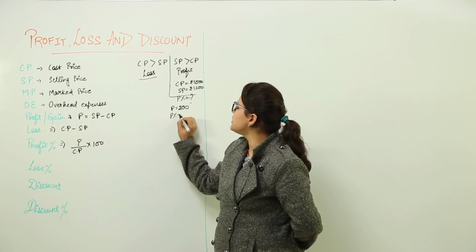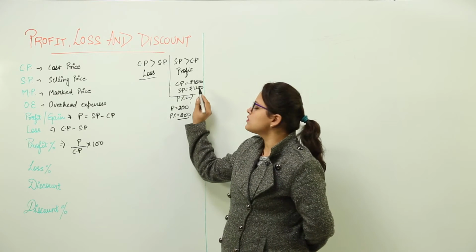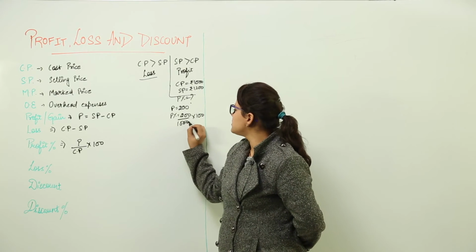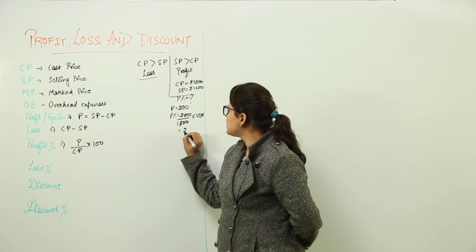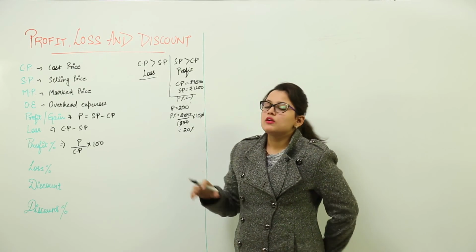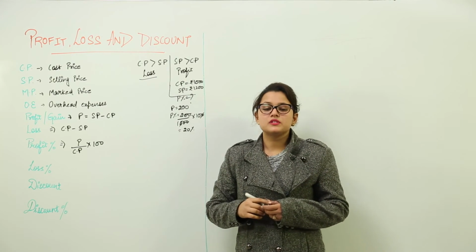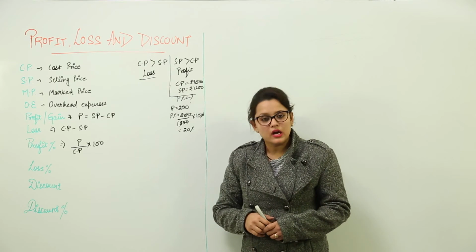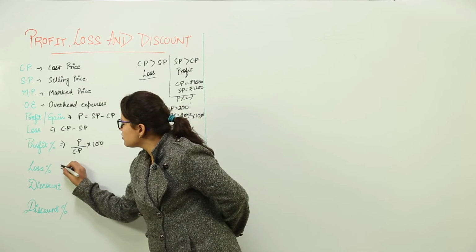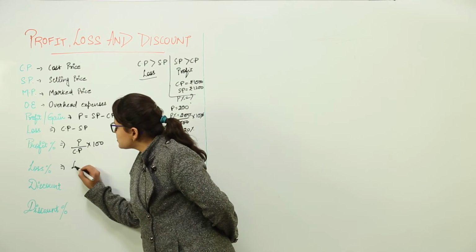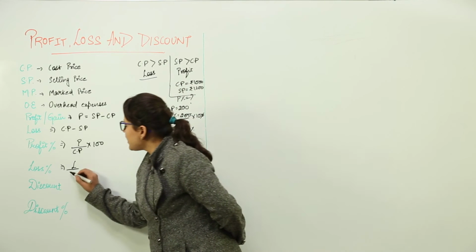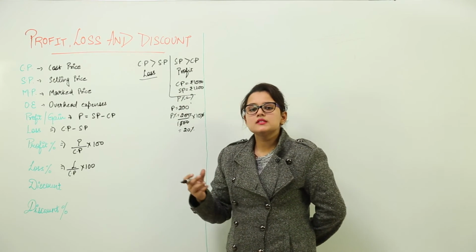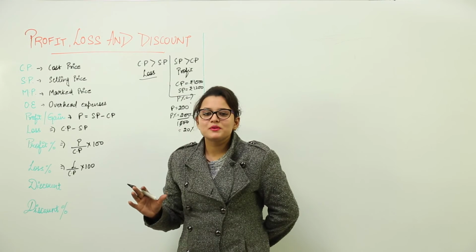Now the profit percent would be equal to 200 upon, what was the cost price for the shirt? It was 1000, and we multiply this with 100. Now the zeros get cancelled and we are left with 20. So 20%. While manufacturing a shirt at rupees 1000 and selling it at rupees 1200, we are earning a profit of 20%. Understood? Next is the question of loss percent. In loss percent also, we need to know the loss. We will divide that with the CP and multiply it with 100. Clear?